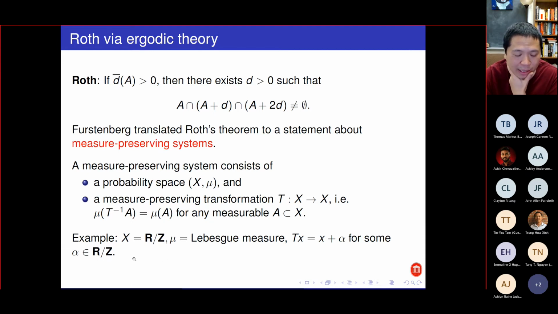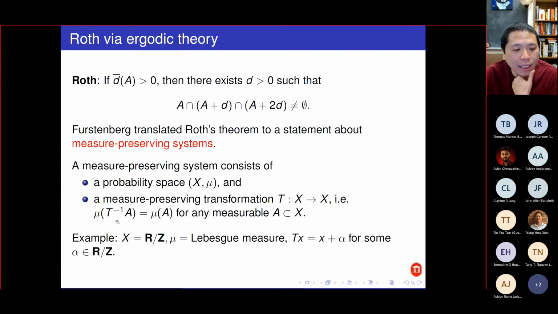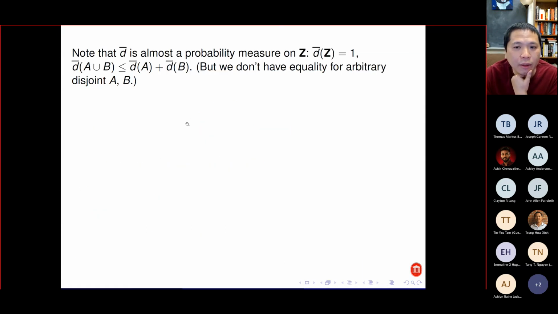So, this is about the simplest kind of measure preserving systems. Okay, so how is this related to the integers? In the integers, we also have some kind of measure, right? Which is the upper density. It is very close to a probability measure. The upper density of everything is 1.